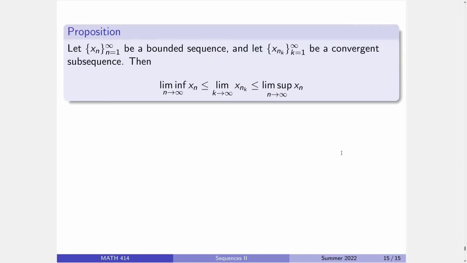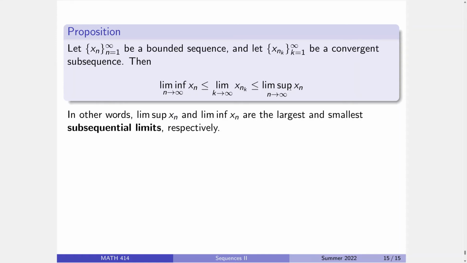So one last fact, and this is a very illuminating fact. So the last illuminating piece of information about subsequences and their relation to lim-inf and lim-sup. If I have a bounded sequence and a convergent subsequence, then the limit of that convergent subsequence lives between the lim-inf and the lim-sup. Now note, what does that mean?